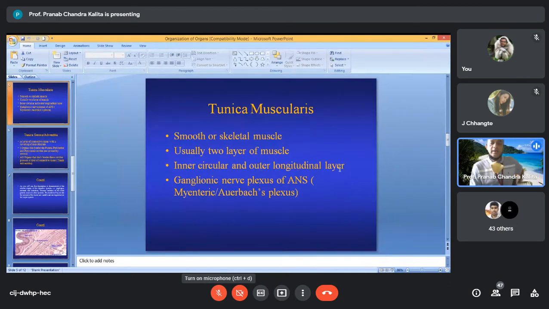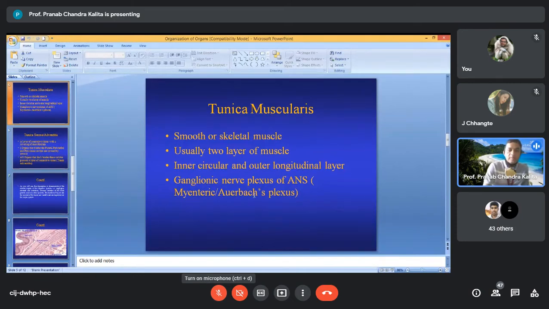In the Tunica muscularis also, between the inner circular and outer longitudinal muscle layers, you will find a ganglionic nerve plexus of the autonomic nervous system, and that will be called the myenteric or Auerbach's plexus. The nerve plexus located between the two muscle layers will be termed myenteric or Auerbach's plexus.